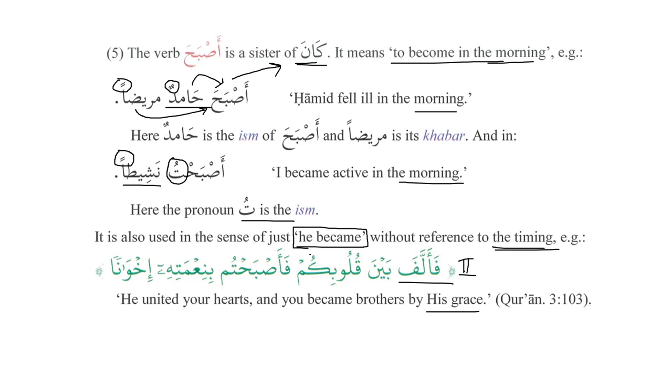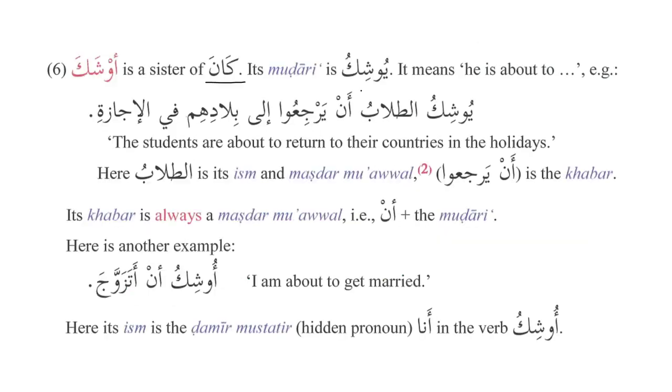Awshaka is also a sister of Kana. So Kana has some sisters as well. Awshaka, with the same pattern as Yushiku, basically like Aslama Yuslimu. Awshaka Yushiku means he is about to. Do you remember any other verb that we have learned in the Quran that gives the meaning of about to?